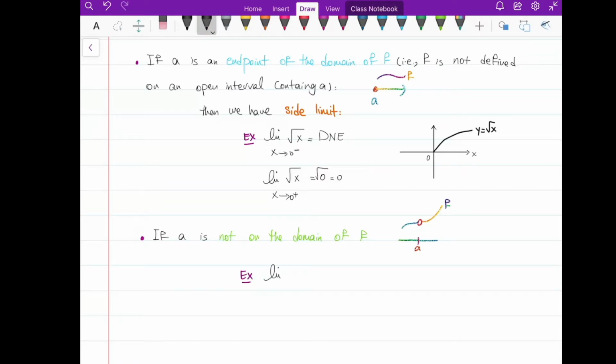For example, we've been asked to find the limit of x squared plus 1 divided by x minus 1 as x goes to 1. As you see, x equals 1 is not in the domain of this rational function because it makes the denominator 0. It is not in the domain. Okay, so what is the strategy to find the limit here?